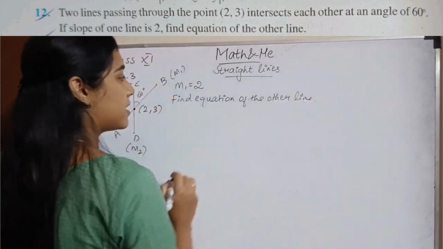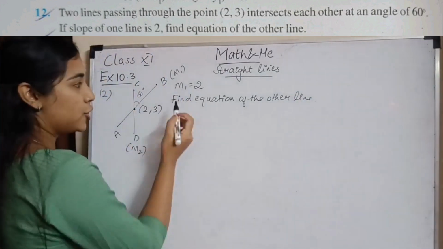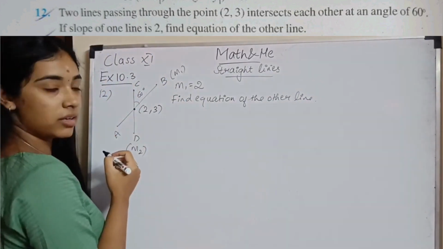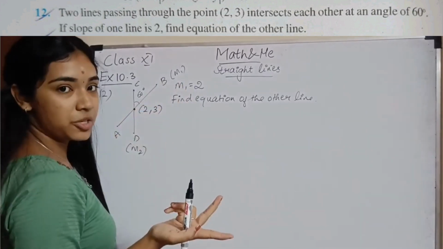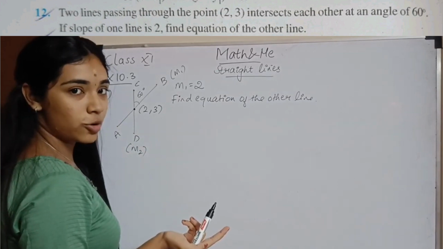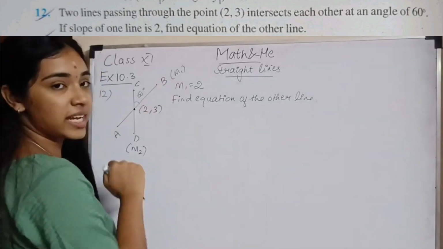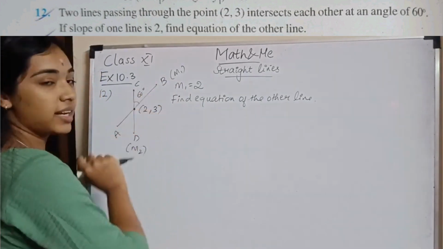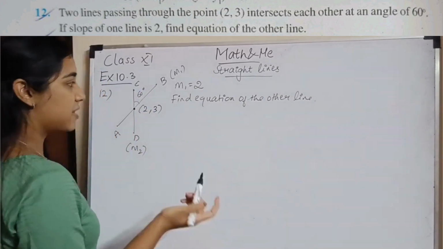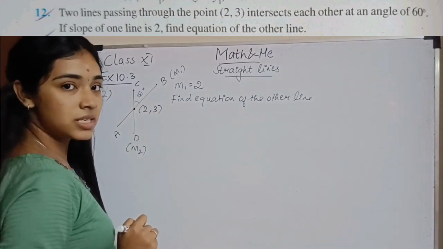So if they had asked the equation of the same line, you already know the slope, you already have a point. Now in the line segment equation you have a point and the slope. So by using the one point slope form, you can find the equation of this line. But they want the equation of the other line. So you already have a point, but you don't know what the slope is. But it is given that the angle made between them is 60 degrees.